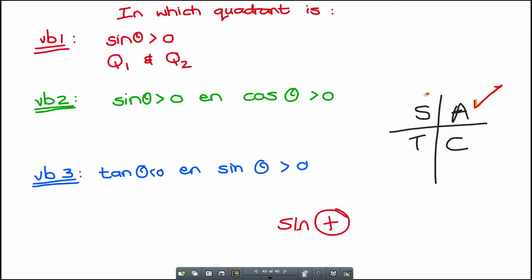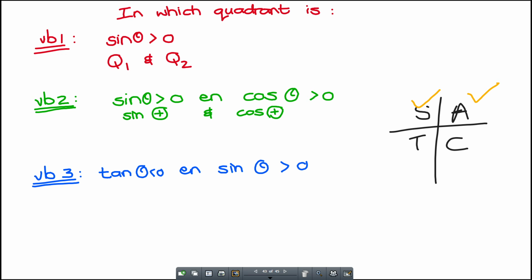Okay, so let's quickly look at example 2. I'm saying where is sin theta greater than 0? In other words, where is sin positive? And cos theta greater than 0. So in other words, where is cos greater than 0, which is positive. Okay, so now I have two things. So what we do then is first check where sin is positive. We said that will be in the first quadrant and the second quadrant. Now where is cos positive? In the first quadrant and in the fourth quadrant.